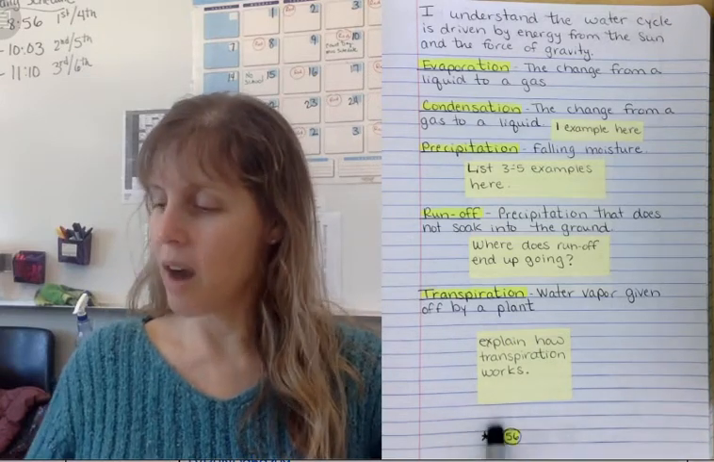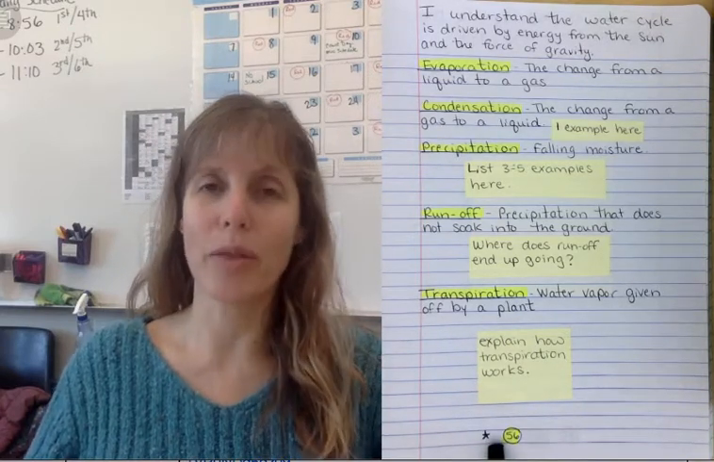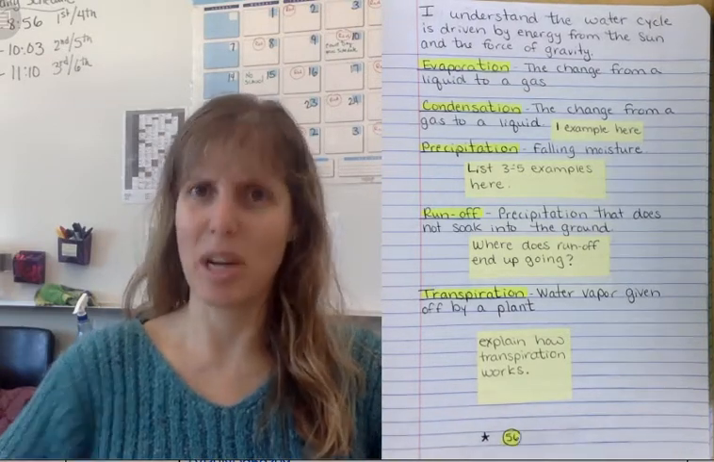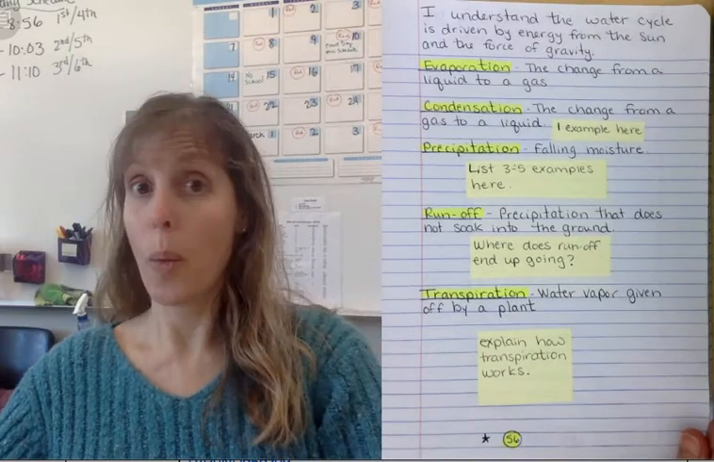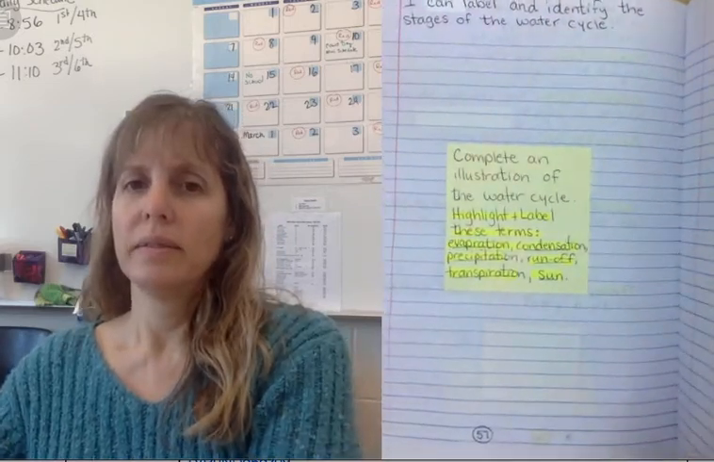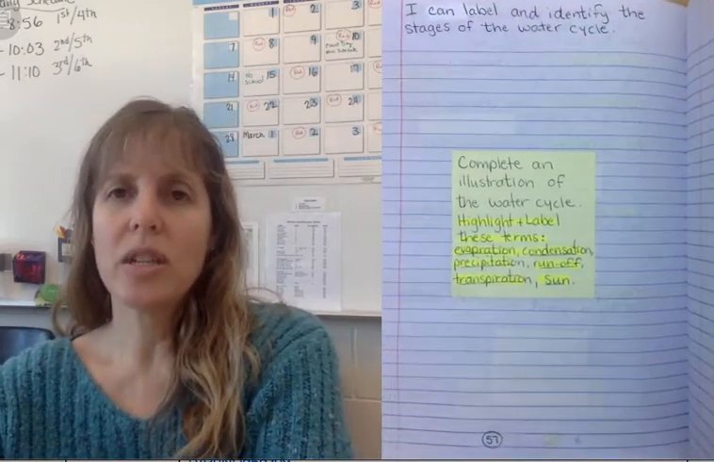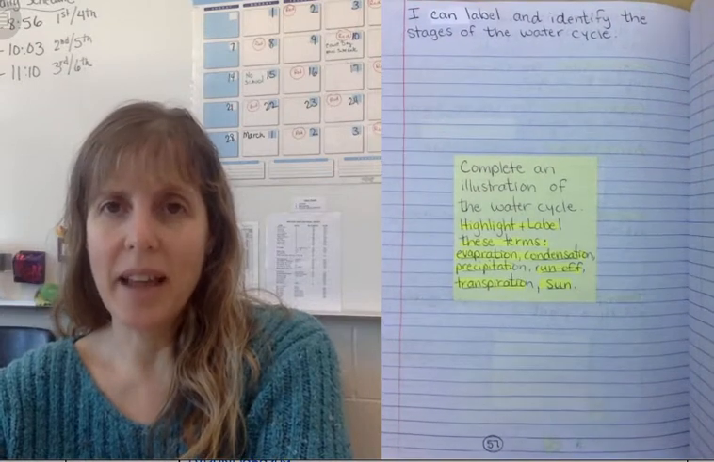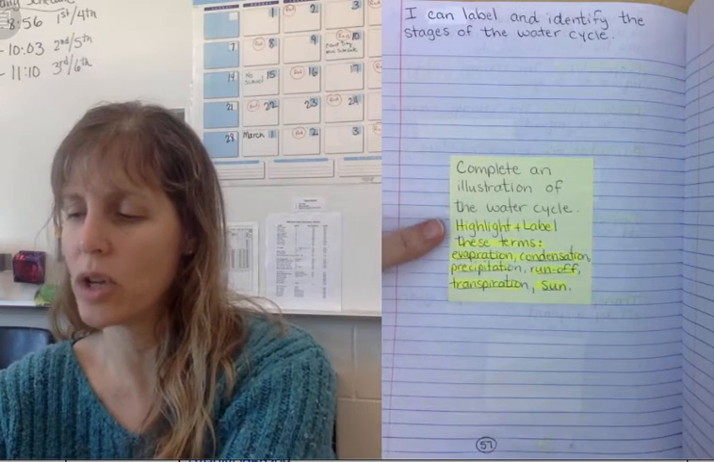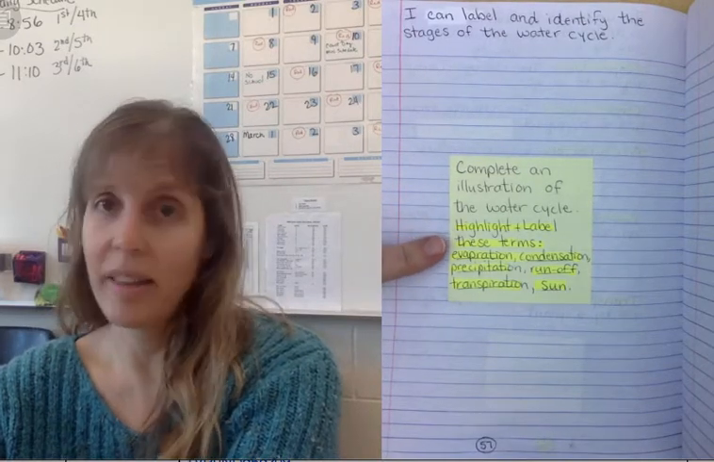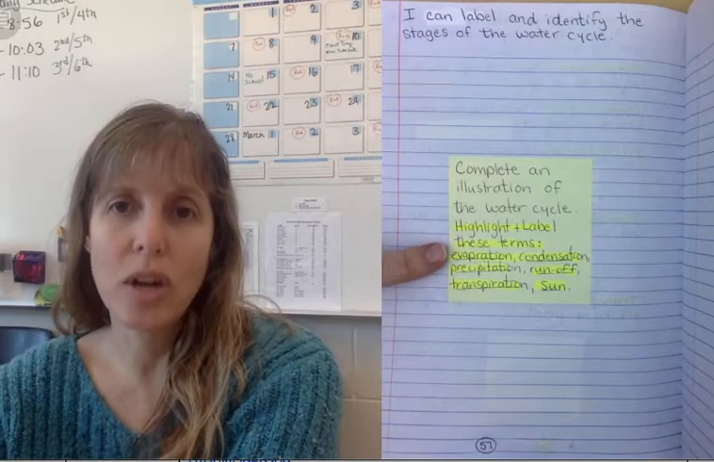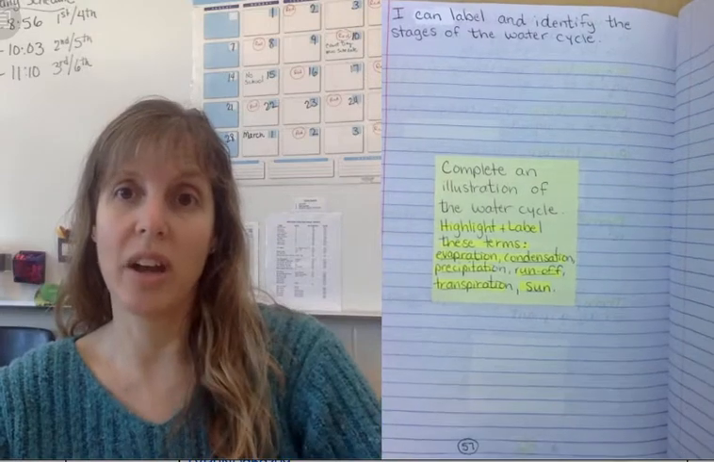Today, I put a little star by our page number 56 because we are halfway through all of our content for this year. And page 56 is highlighted. Make sure yours is too. All right, one more notebook page today. So our notebook page today, page 57, says I can label and identify the stages of the water cycle. And right here, I'd like you to complete an illustration of the water cycle. I'd like you to highlight and label these terms: evaporation, condensation, precipitation, runoff, transpiration, and sun.